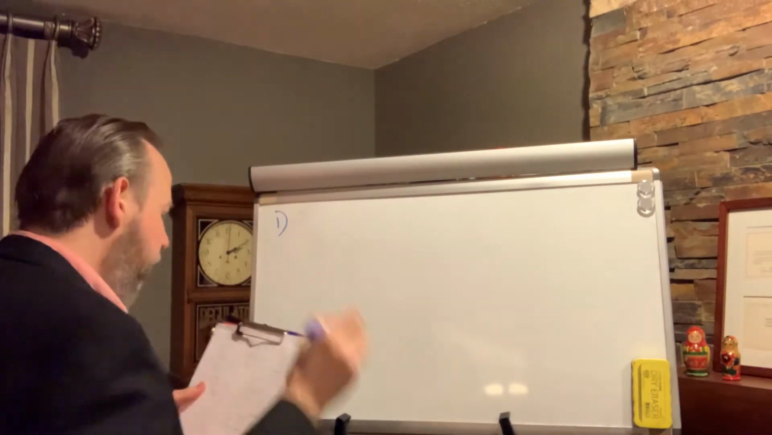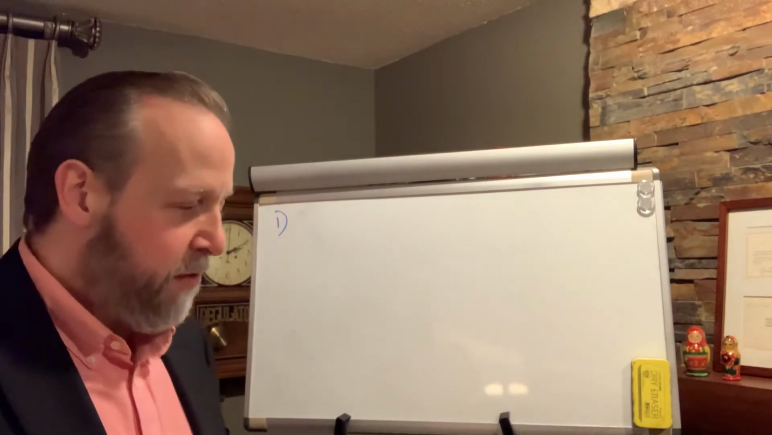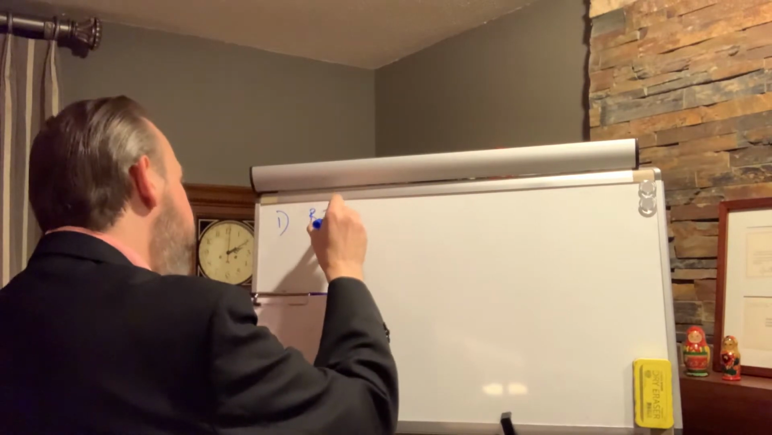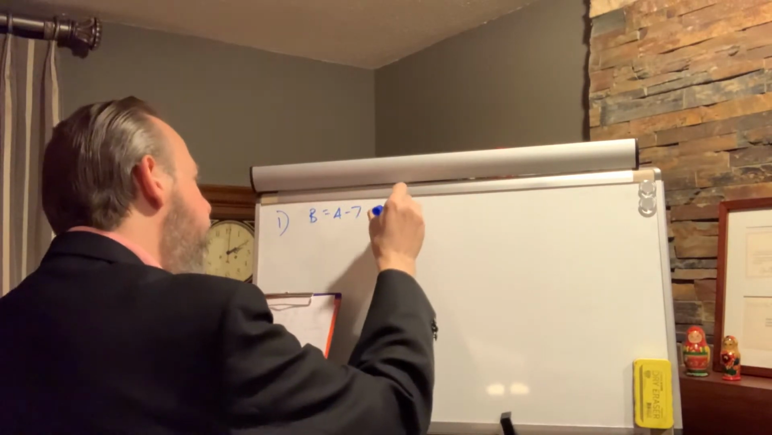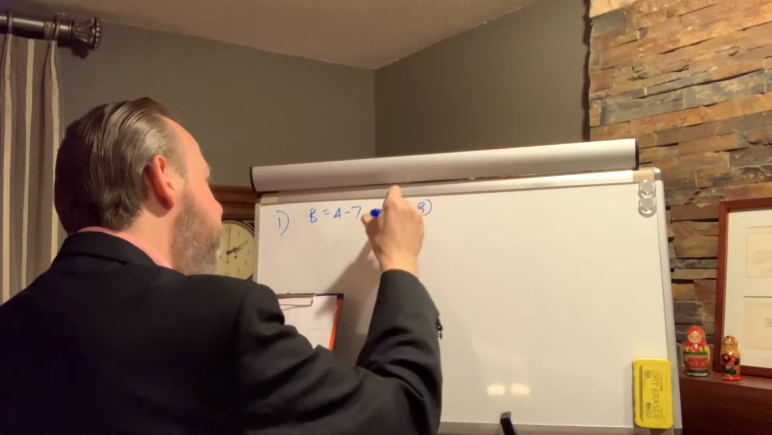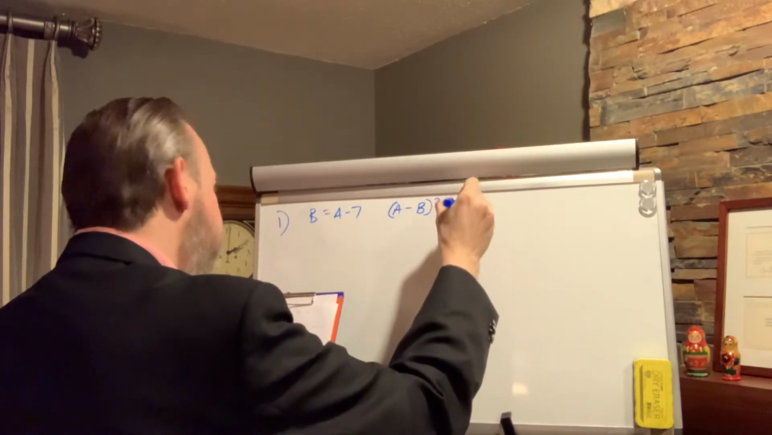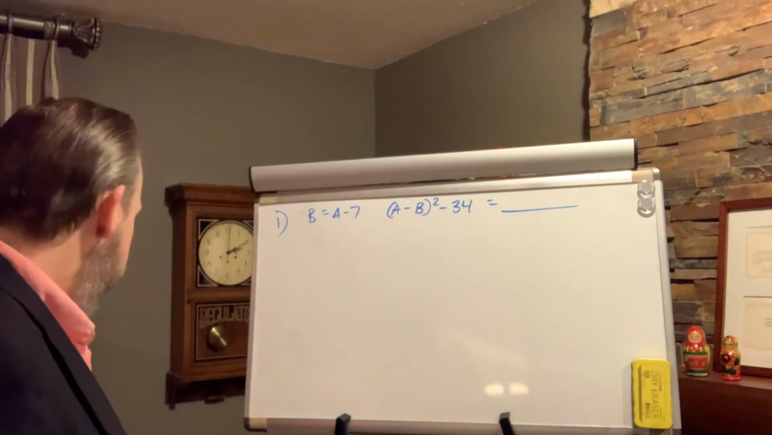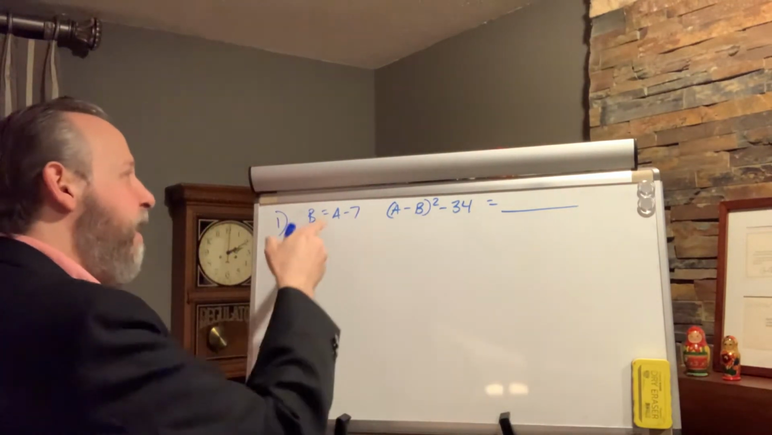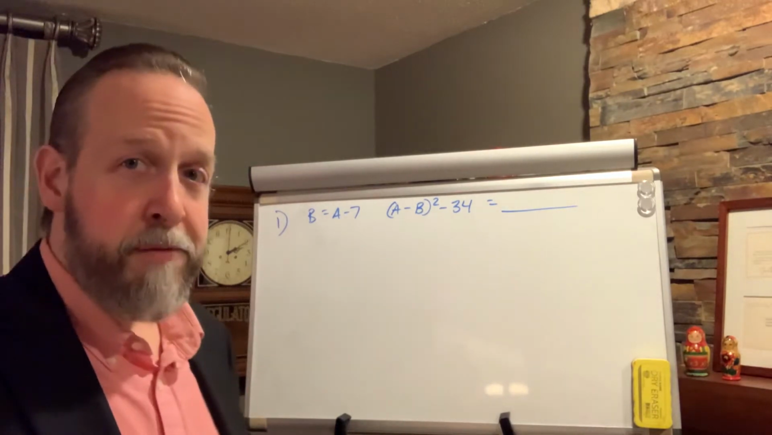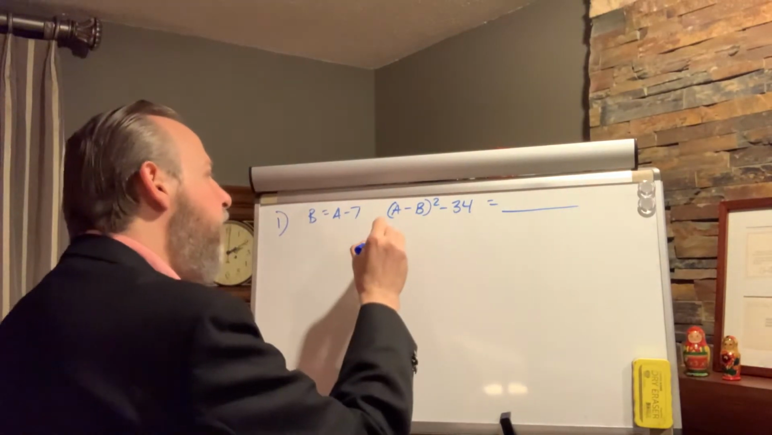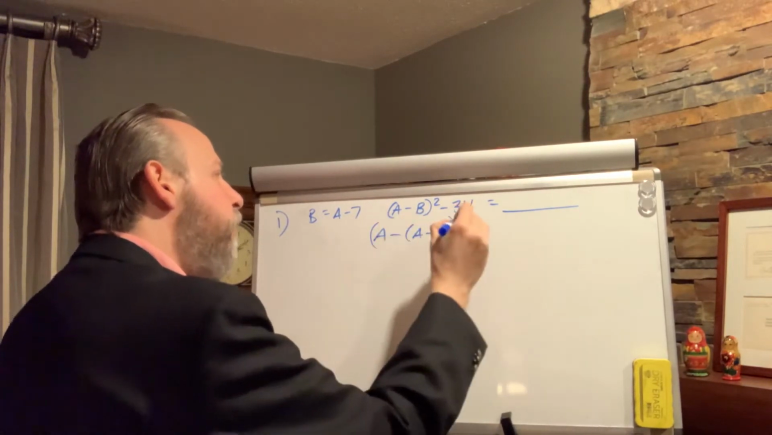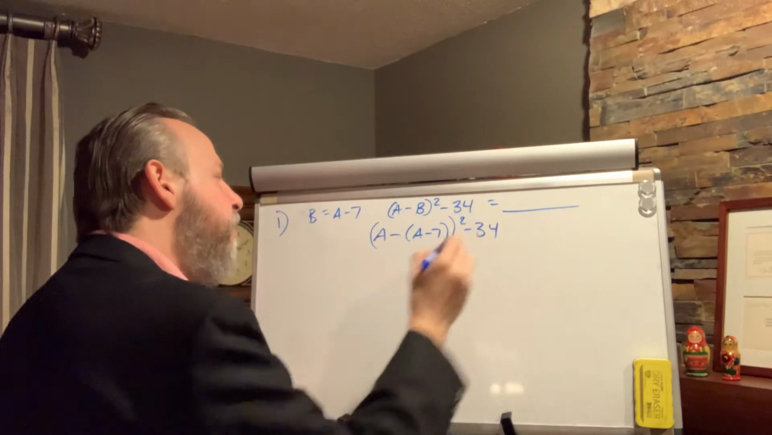All right, so the first problem, modeled after page 576, number 1, told you that b equals a minus 7. It also said that a minus b squared minus 34 was what I'm looking for. Okay, so how do we solve the problem? Pretty simply, we take that a minus 7 and we plug it in for b. So I have a minus 7, all squared, minus 34.